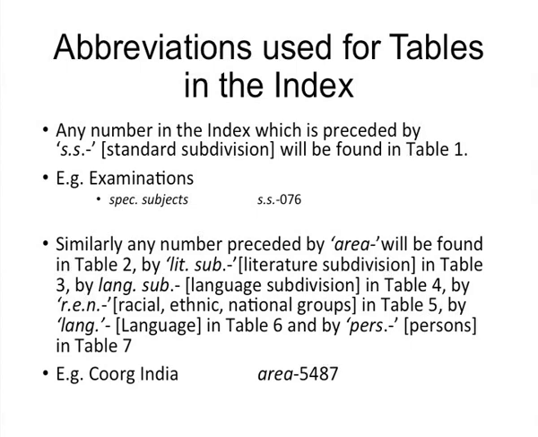For example, if any number is preceded in the relative index by the word area, it means that this number will be found in the area table, that is table 2. And similarly, LITSUB is literature subdivisions, table 3 numbers are given preceded by this. LANGSUB is for table 4 numbers, REN is for racial, ethnic, national groups in table 5. Any number preceded by LANG in the relative index is to be found in table 6. Any number preceded by PERS, that is persons, is to be found in table 7. So, all the table numbers which are given in the relative index are preceded by these abbreviated terms for the 7 auxiliary tables.